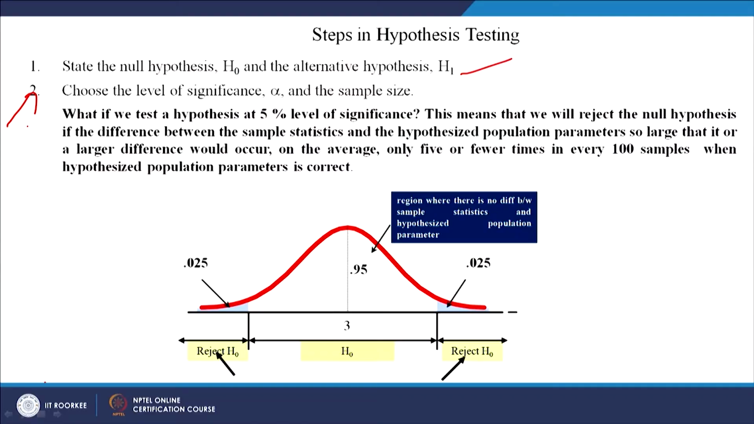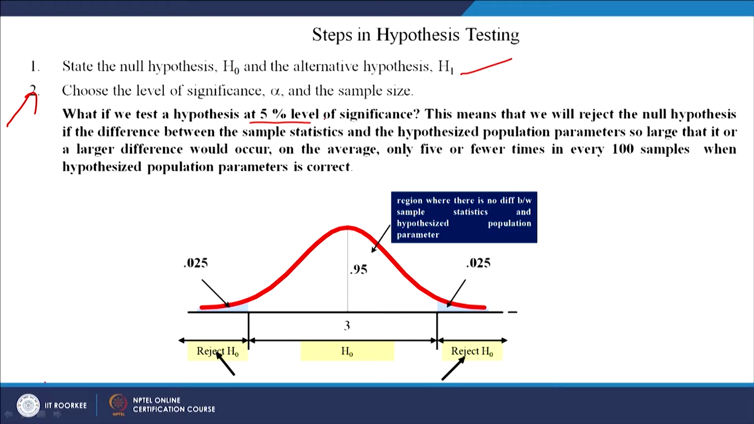Then choose significance level and sample size. So, whether you want to test your hypothesis at, let us say, 90% significance level, or 95 or 99, and the appropriate sample size should be selected in step number 2, right. This is what we have discussed in the previous class, the meaning of 5% significance level.